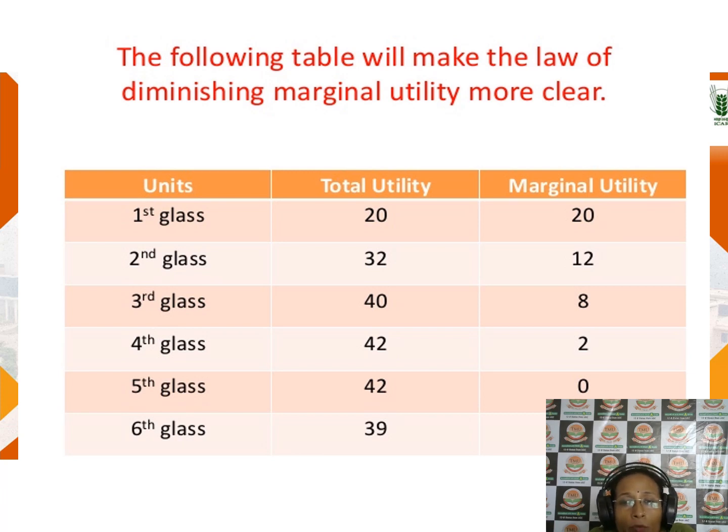With the help of this table, we can understand the law of diminishing marginal utility. Drinking one glass of water gives a total utility of 20. The second glass gives 32 units of total utility. The third glass gives 40 utils of total utility. The fourth gives 42, the fifth 42, and the sixth glass gives 39 utils of total utility. Marginal utility is 20, 12, 8, 2, 0. So we can see that the marginal utilities start decreasing as the successive units of drinking water increase.